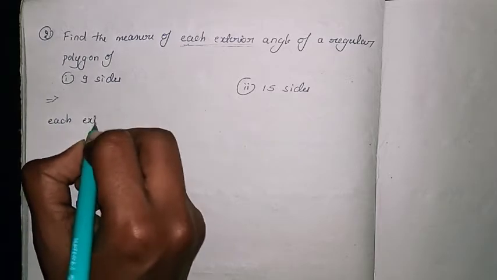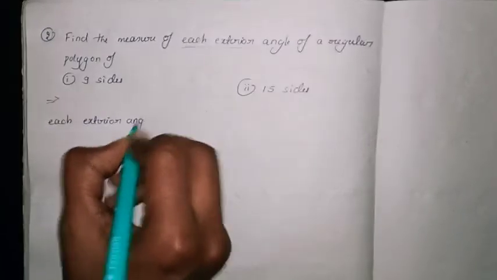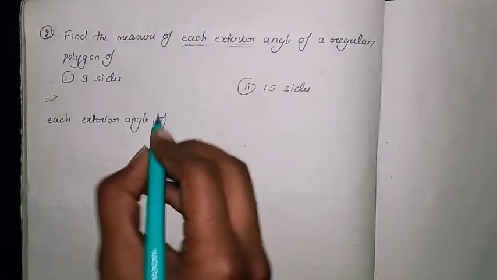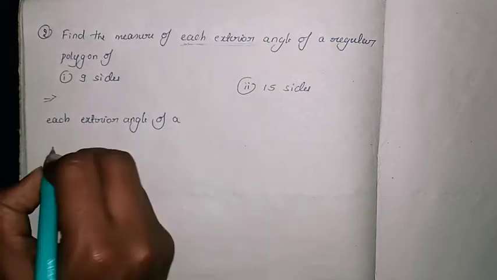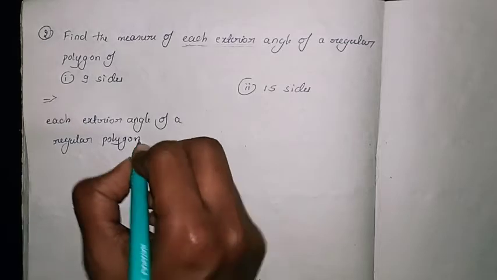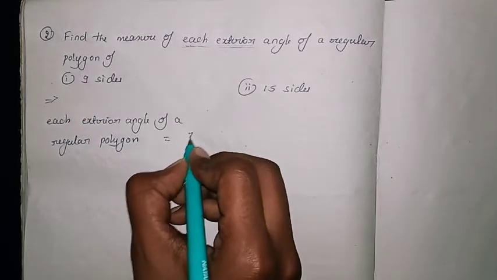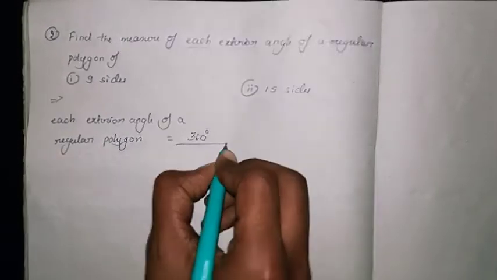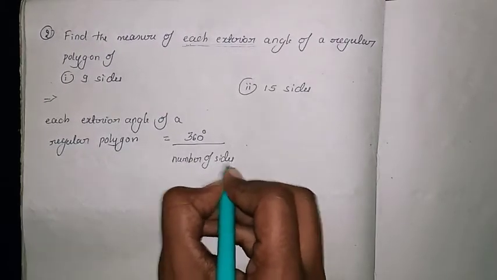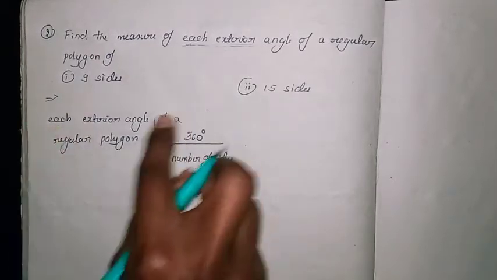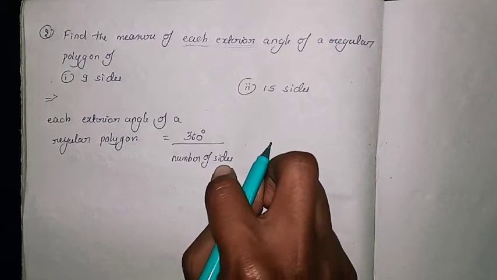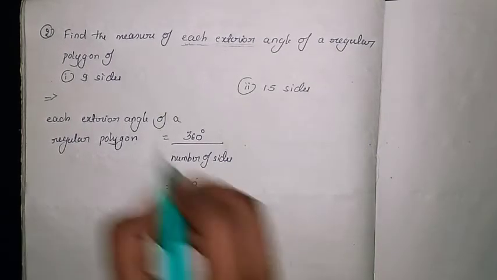Each exterior angle of a regular polygon. Regular polygon means it has equal sides and equal angles. So each exterior angle of a regular polygon is equal to, what is the formula? 360 degrees divided by the number of sides. As they have given the side. If the angle is given, then it is different, but now they have given the side, so 360 divided by the number of sides. How many sides have they given?